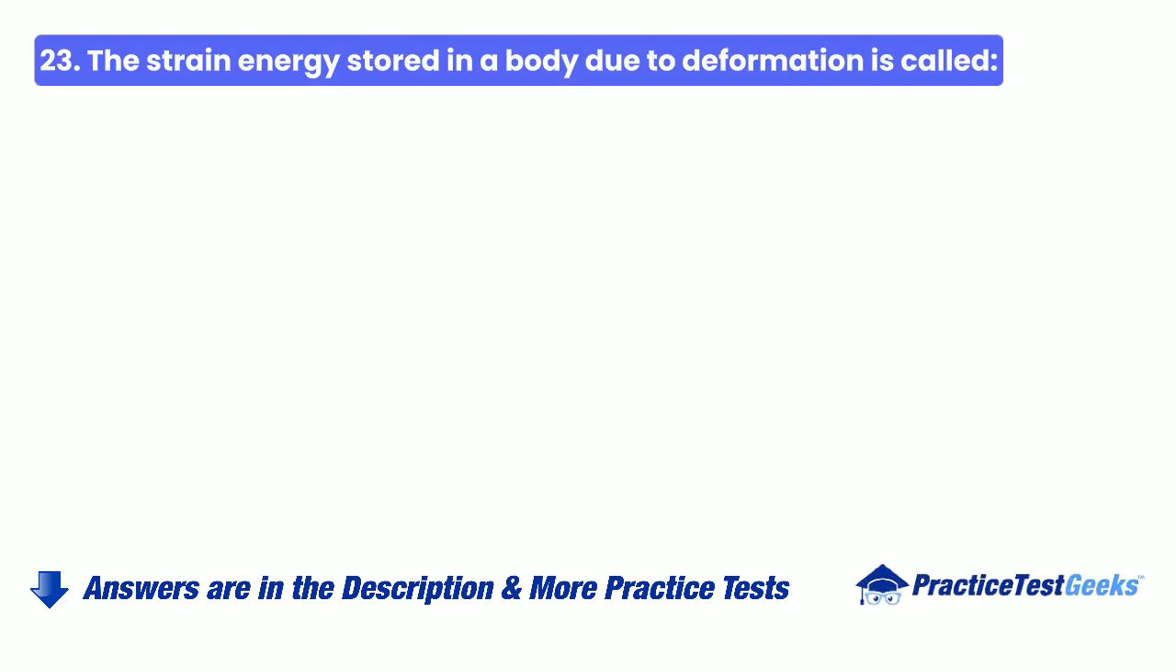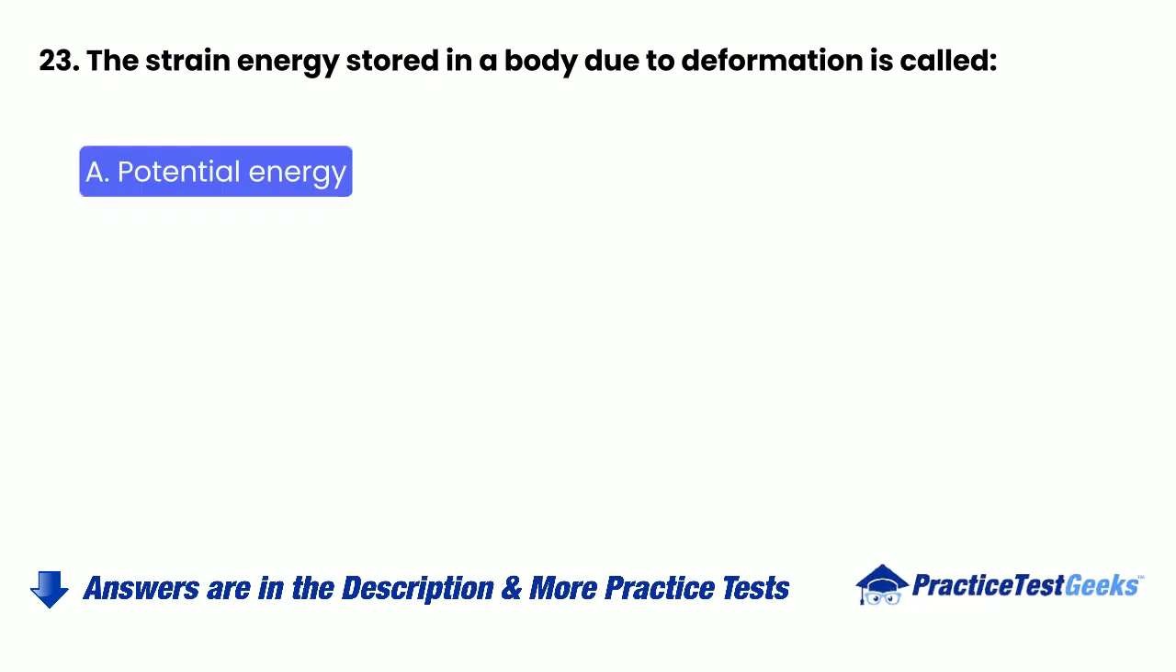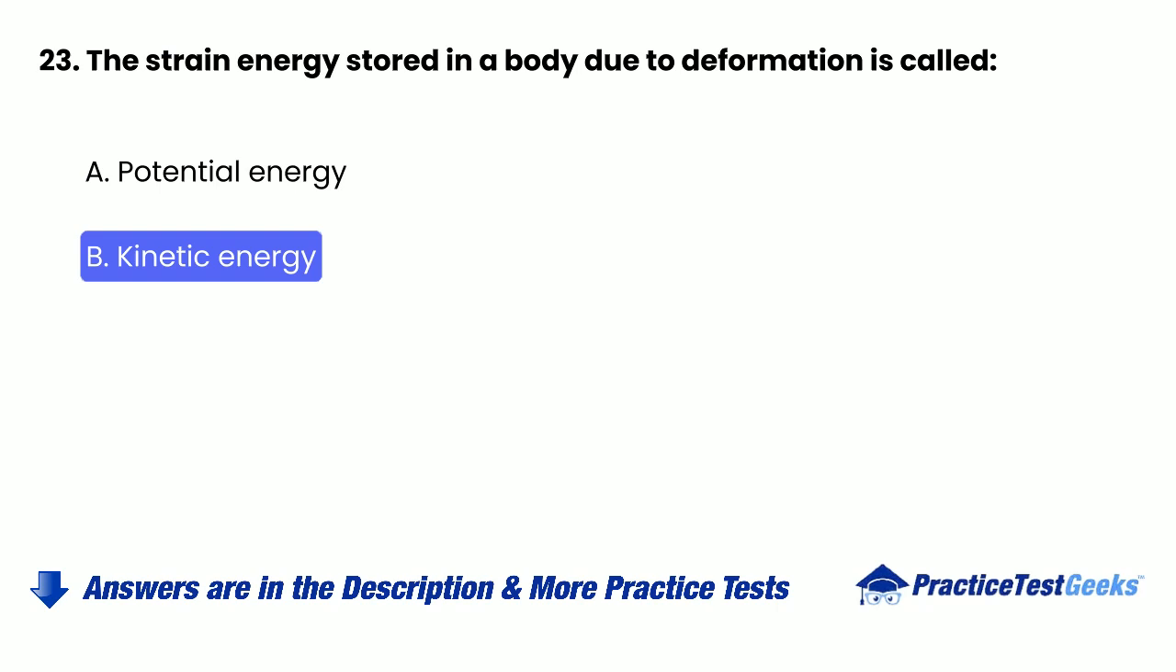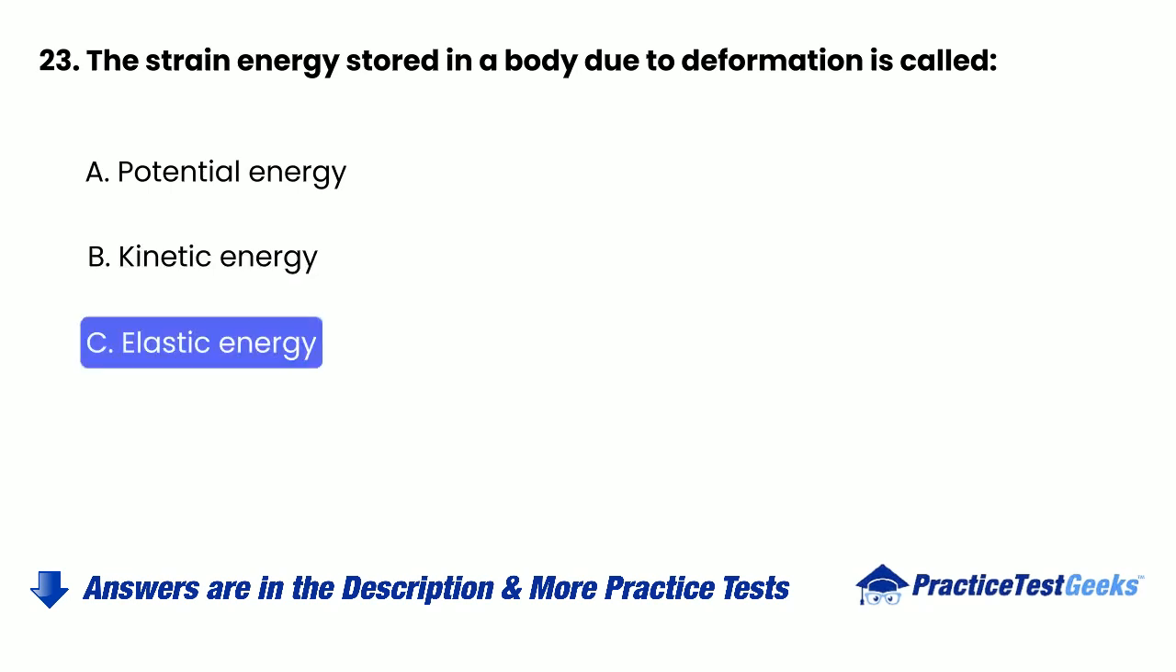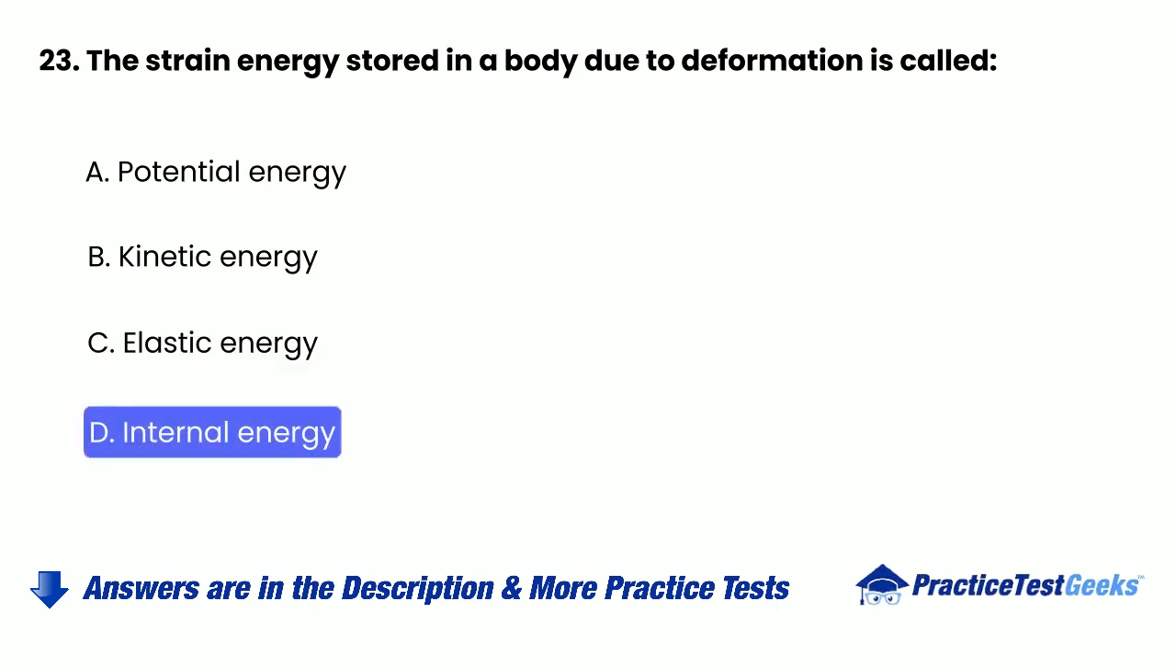(23) The strain energy stored in a body due to deformation is called A. Potential energy. B. Kinetic energy. C. Elastic energy. D. Internal energy.